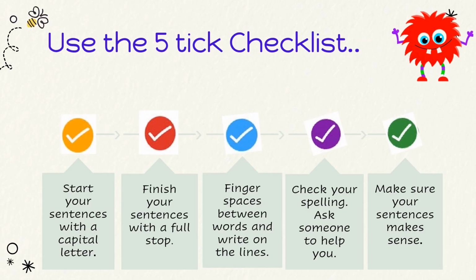So now you've finished your writing, it's time to use my 5-tick checklist to edit our work. So, did you start all your sentences with a capital letter? Did you finish your sentences with a full stop? Did you leave finger spaces between your words and write on the lines? Were there any spelling words you're not sure of? If you were, circle them and ask someone else. Maybe someone can help you with the correct spelling. And finally, do your sentences make sense? Did you leave out any words?